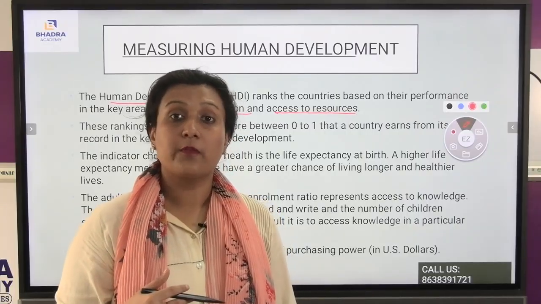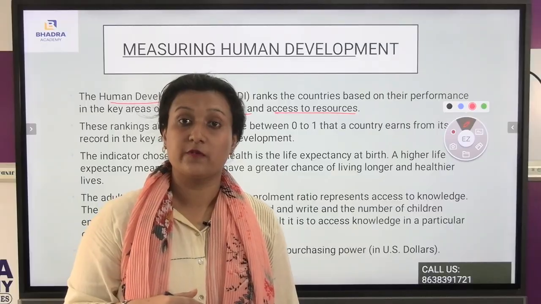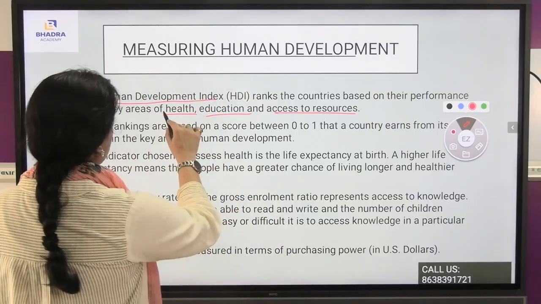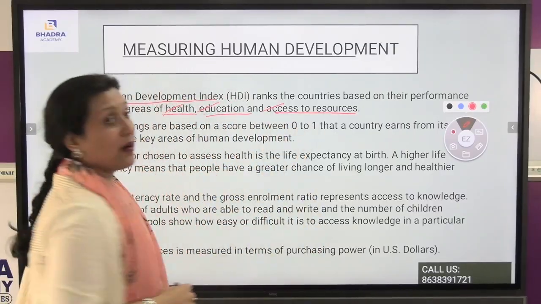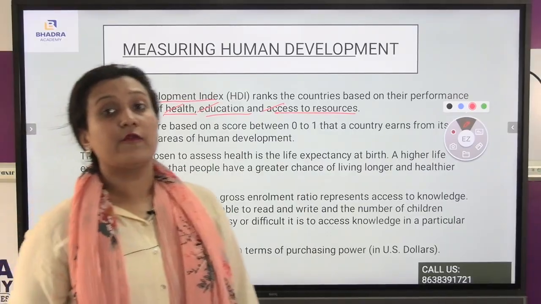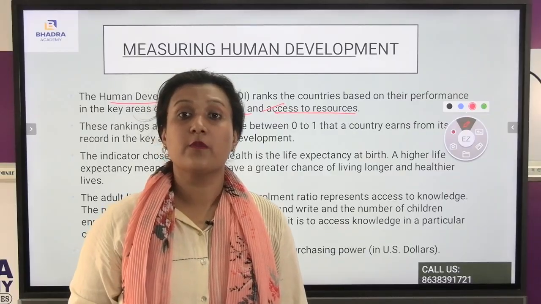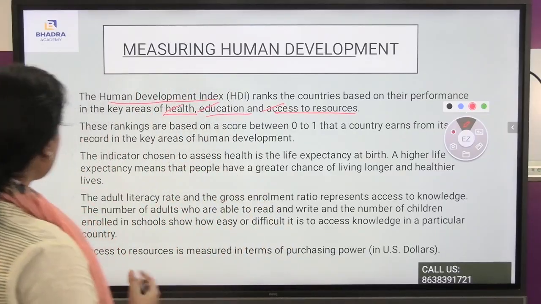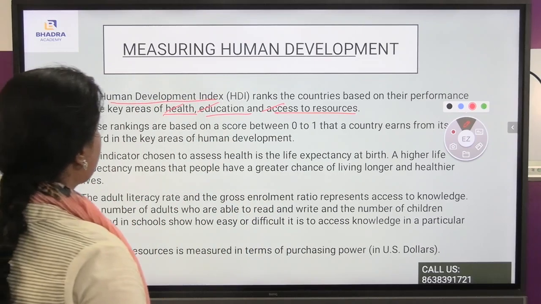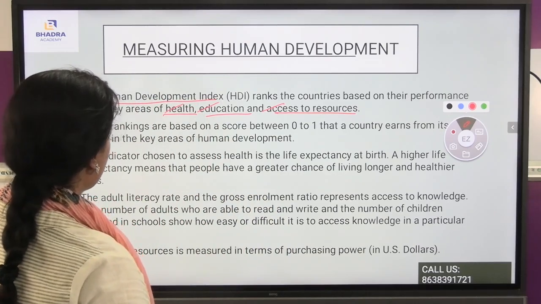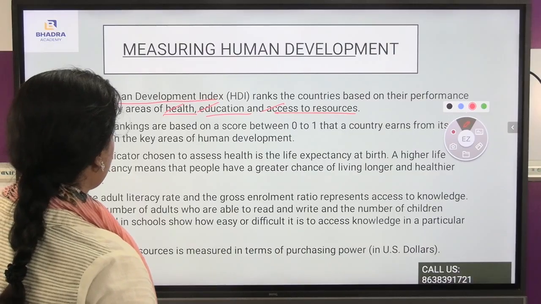Now, the Human Development Index is measured with the help of the following elements. First comes health, then education, and then access to resources. These are the elements that are part of the Human Development Index. Second, these rankings are based on the score between 0 to 1 that a country earns from its record in the key areas of human development.